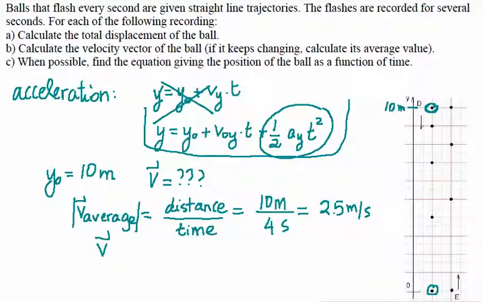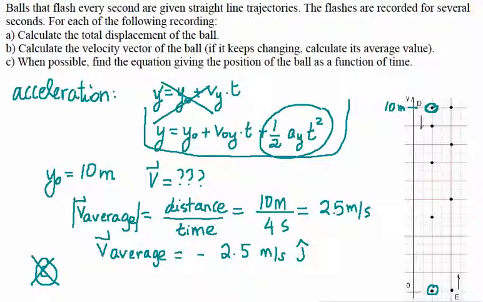And if I want to write it as a vector, I could say that V average is negative 2.5 meters per second j hat. And again, I cannot answer question C because I don't know yet the proper equation. So be really careful whenever the velocity is not constant. You need to use a more elaborate type of equation that will be studied in chapter 4.